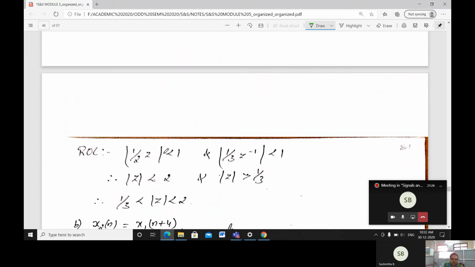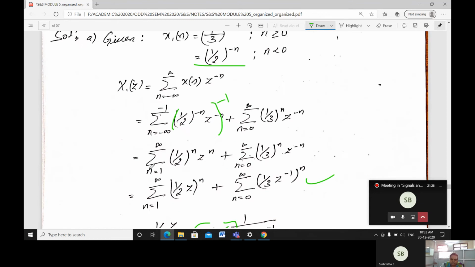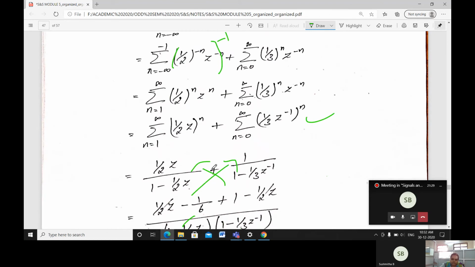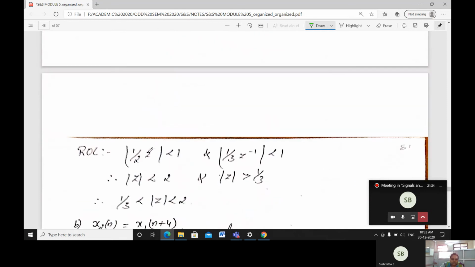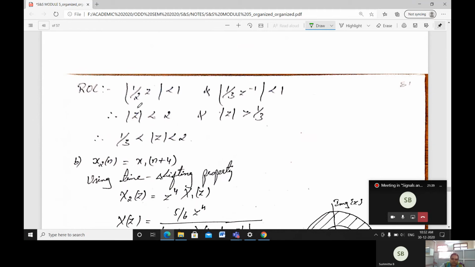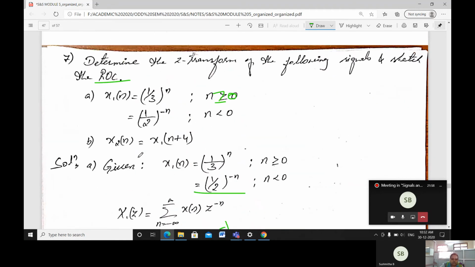Region of convergence is going to be, where you have to take the region of convergence here: 1 by 2 z less than 1, and then 1 by 3 z inverse less than 1. Therefore, mod of z in this case is less than 2, and mod of z here is greater than 1 by 2. What I can write here is that mod of z is going to exist in between 1 by 3 and 2. Within that limit, it's going to exist. Next, this is for the question A.